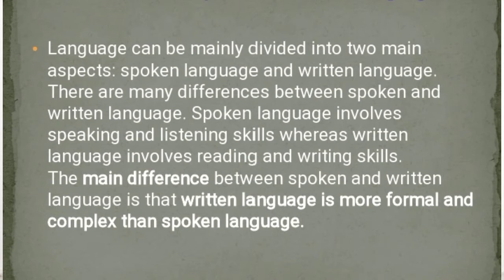Today we will discuss the difference between spoken and written language. Language can be mainly divided into two main aspects, spoken language and written language. There are many differences between spoken and written language. Spoken language involves speaking and listening skills, whereas written language involves reading and writing skills. The main difference between spoken and written language is that written language is more formal and complex than spoken language.